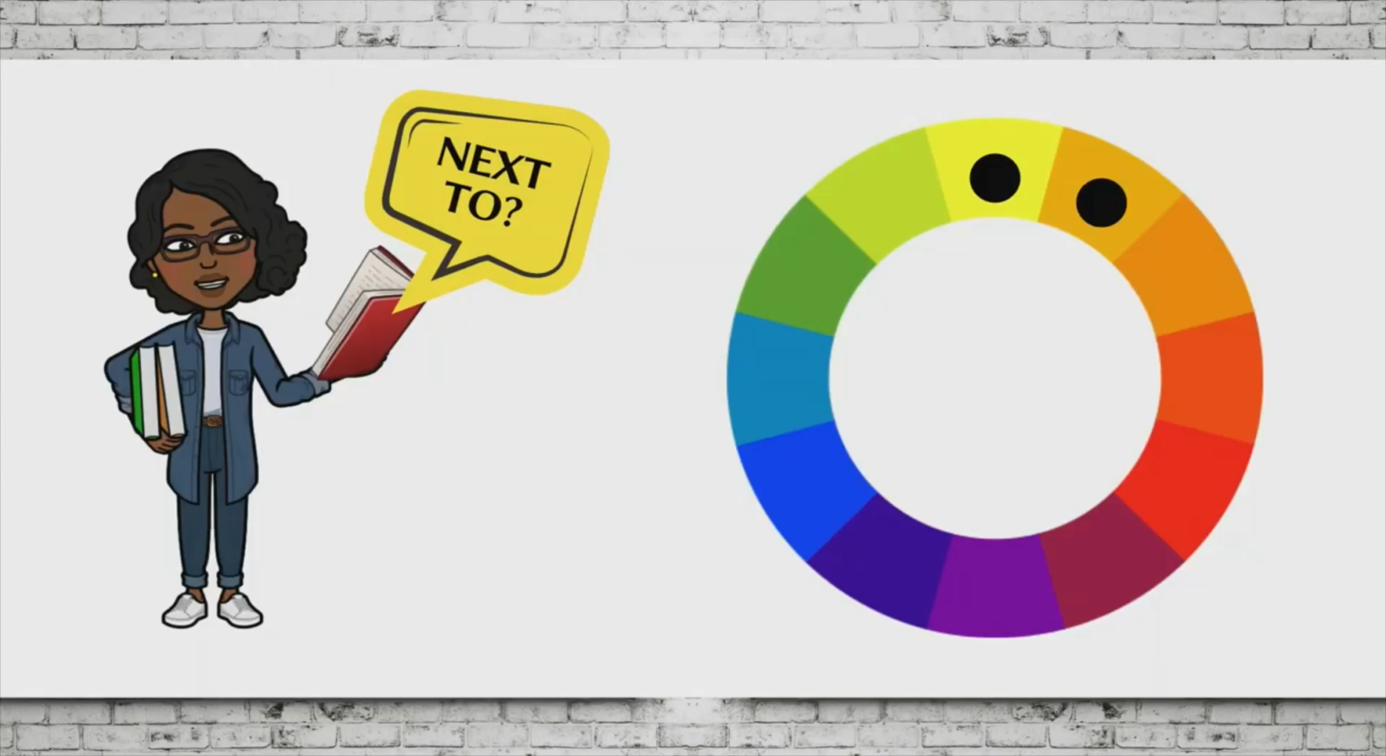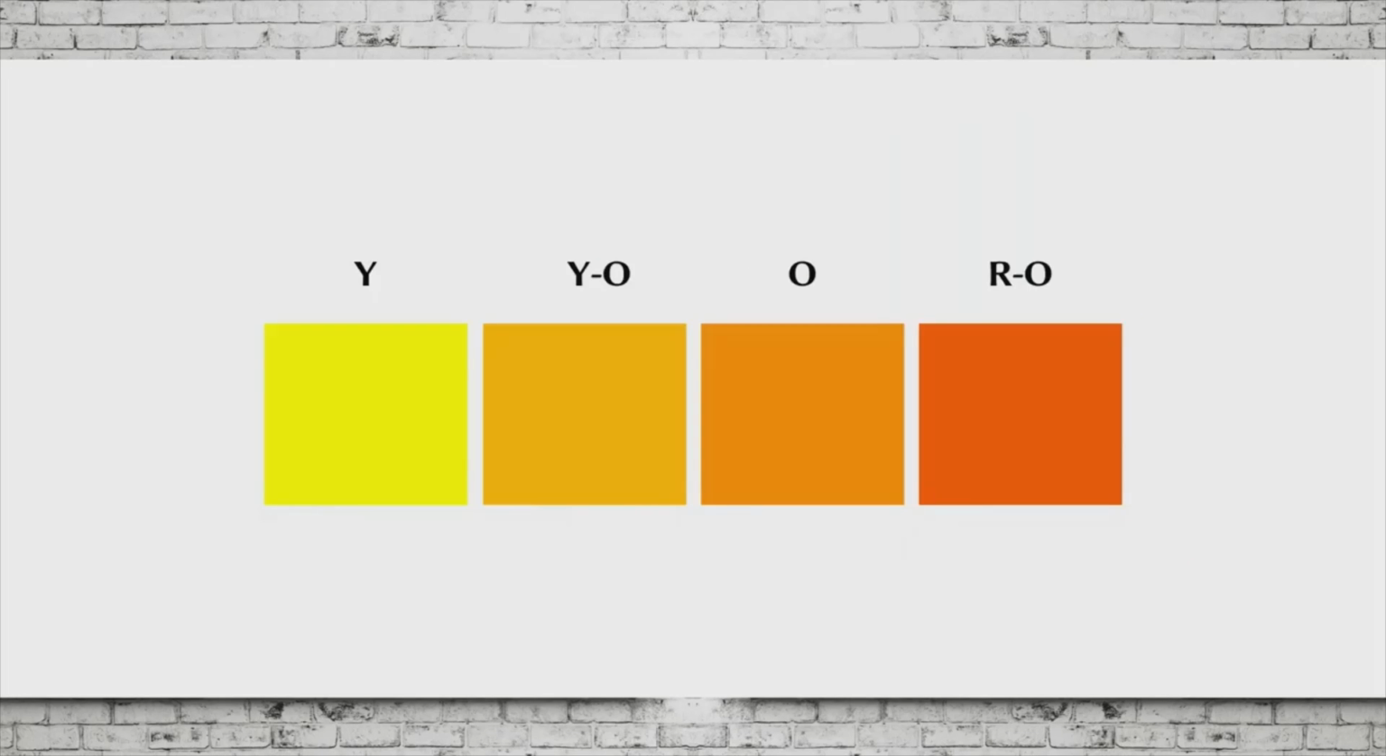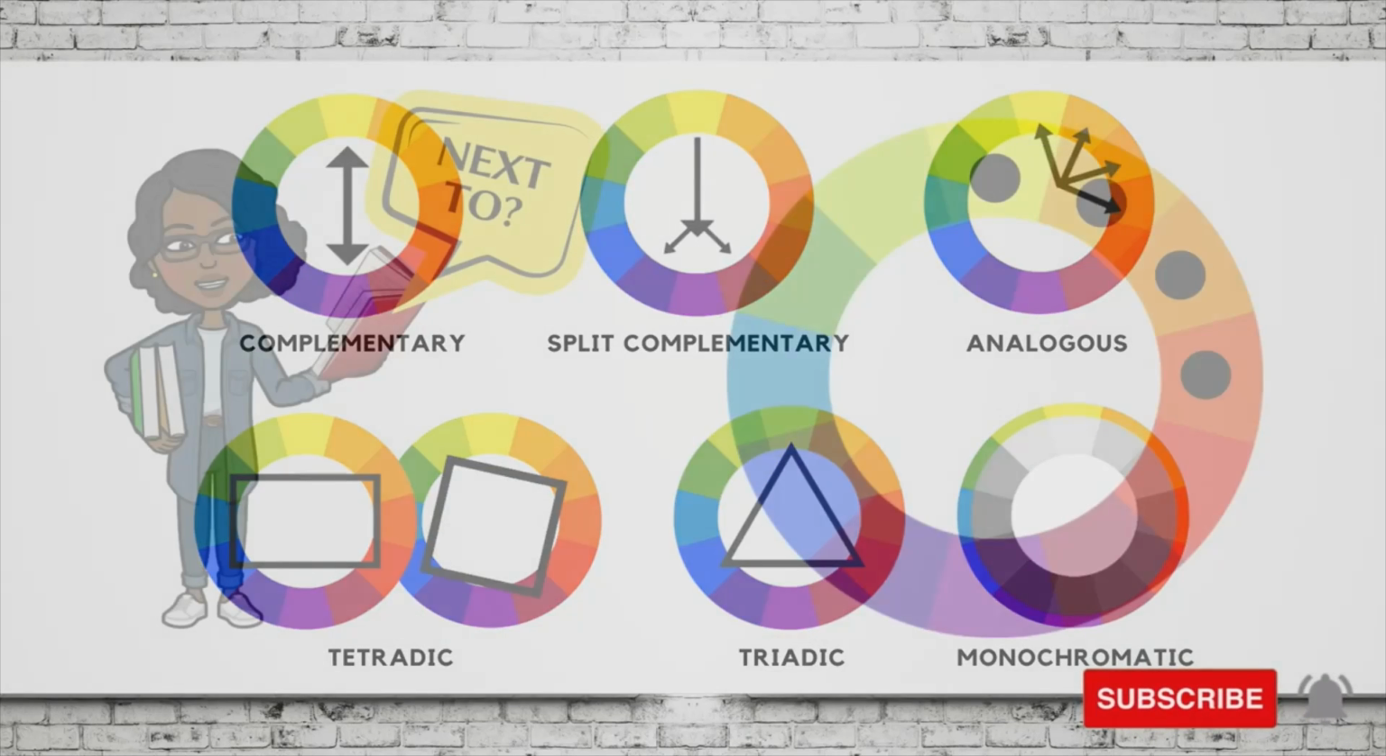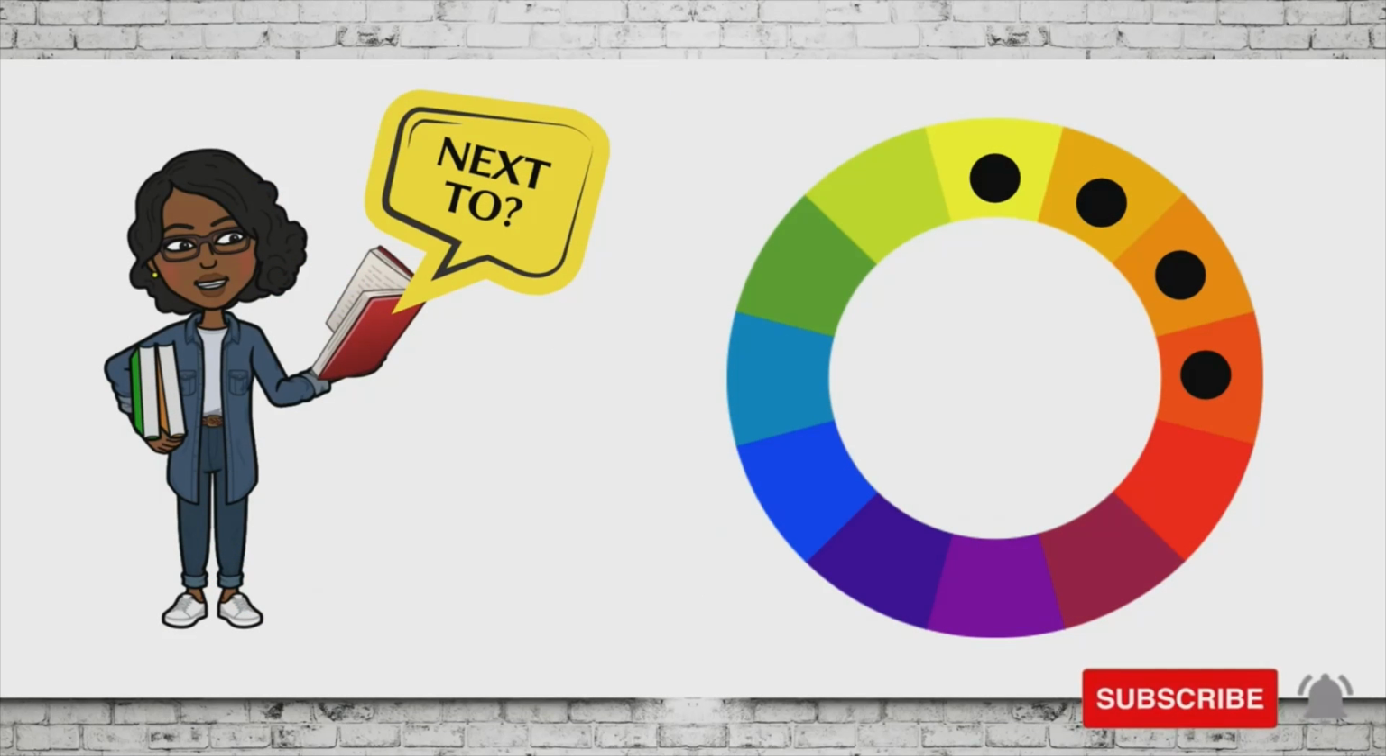Yellow, yellow-orange, orange, and red-orange is an example of an analogous color scheme because these colors sit next to each other on the color wheel. It is important to note that unlike some other color schemes, there are no spaces between the colors of an analogous color scheme.